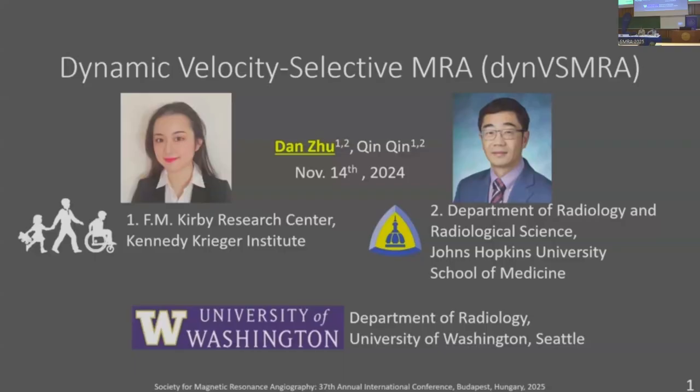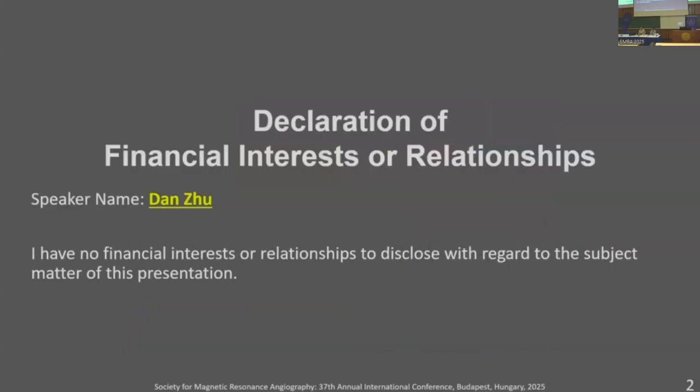Hello, the topic is dynamic velocity selective MRA. This work was initiated at the Johns Hopkins University and the Kennedy Krieger Institute. We moved to the University of Washington, Seattle, and continued this work at a new institution. I have no financial interest to declare.